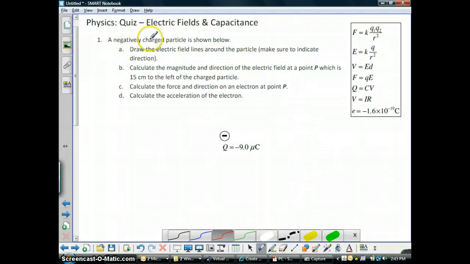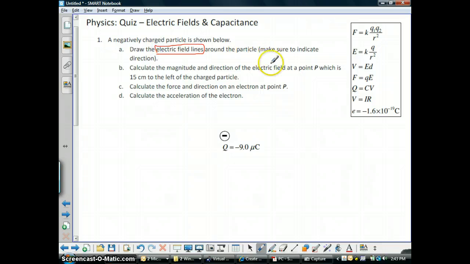So we have a negatively charged particle shown below. This is the only particle that I'm looking at right now. First thing I need to do is draw the electric field lines around the particle, making sure to indicate the direction. When I have just one charged particle, the electric field radiates outward in all directions, like the rays of a sun.